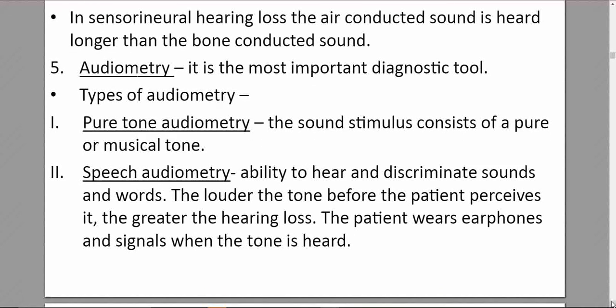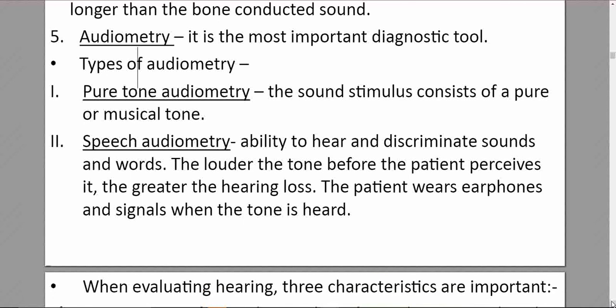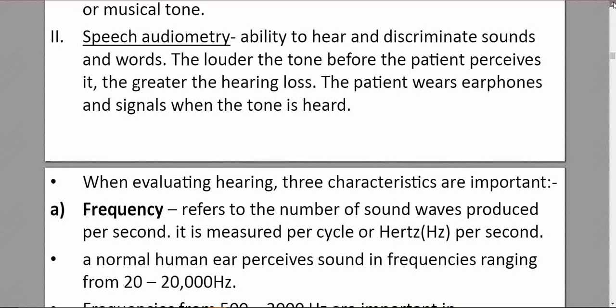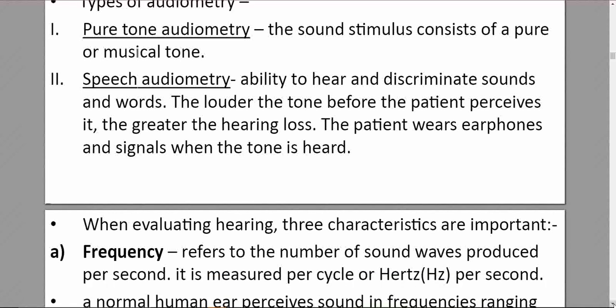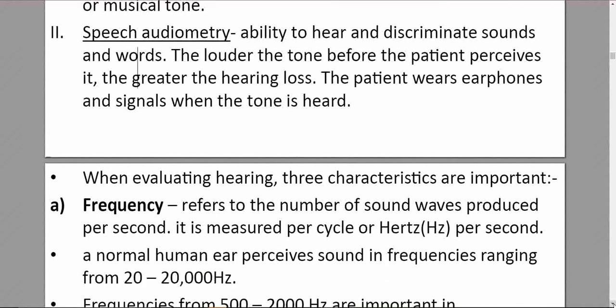Audiometry is another test. It's the most important diagnostic tool. Types of audiometry: pure tone audiometry and speech audiometry. Only the two. For pure tone audiometry, the sound stimulus consists of pure or musical tones, but for speech audiometry, it tests the ability to hear and discriminate sounds and words. That is, the louder the tone before the patient perceives it, the greater the hearing loss. So the patient wears earphones and signals when the tone is heard.